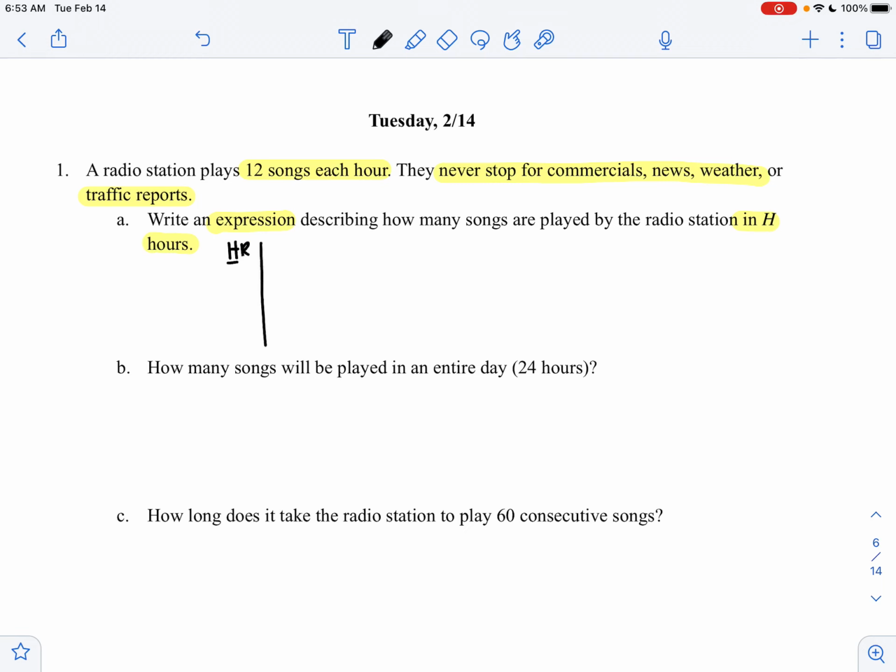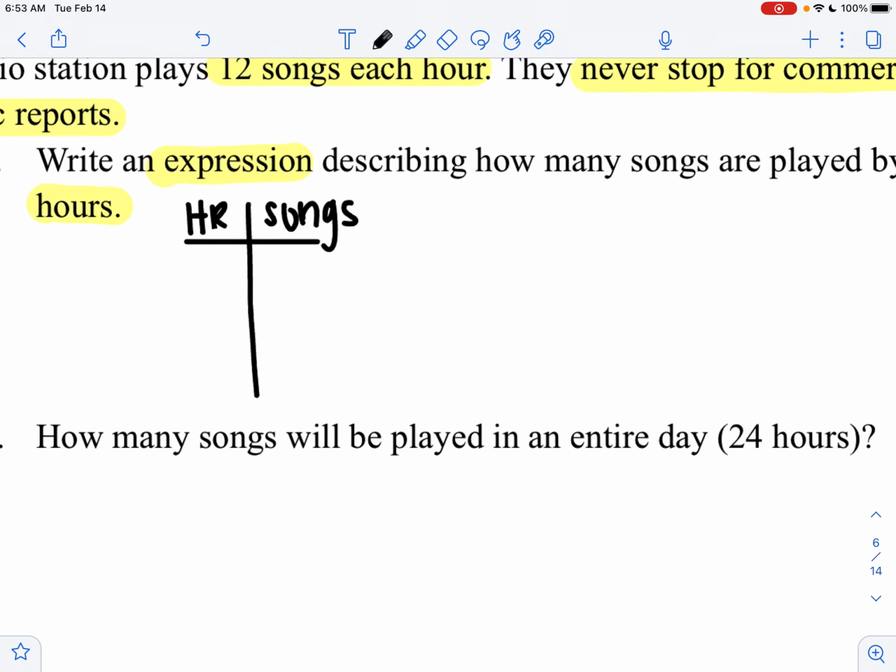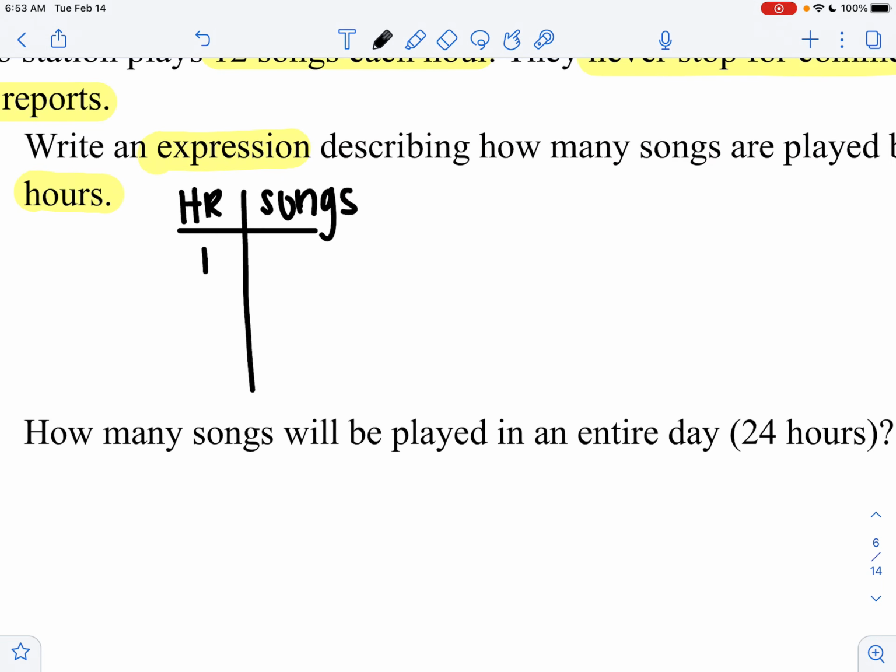if we imagine a table, where I have hours on one side and songs on the other side, this could have a little more detail, but just to estimate, in 1 hour they play 12 songs. In 2 hours they play 24 songs. In 3 hours they play 36 songs. So what this question is asking me is, what about H hours? Any number of hours H. What can I always do?